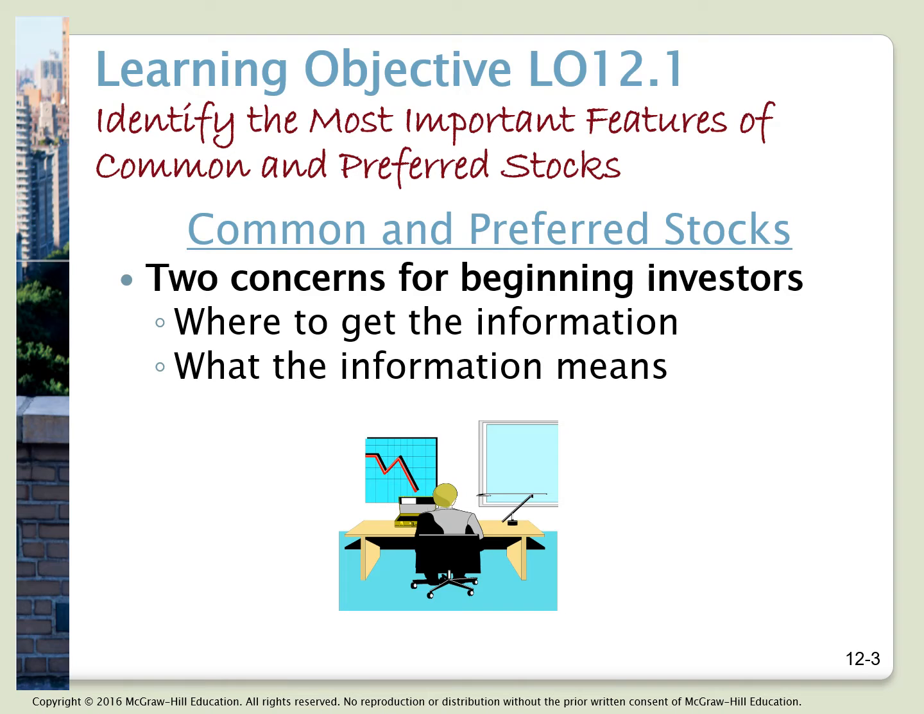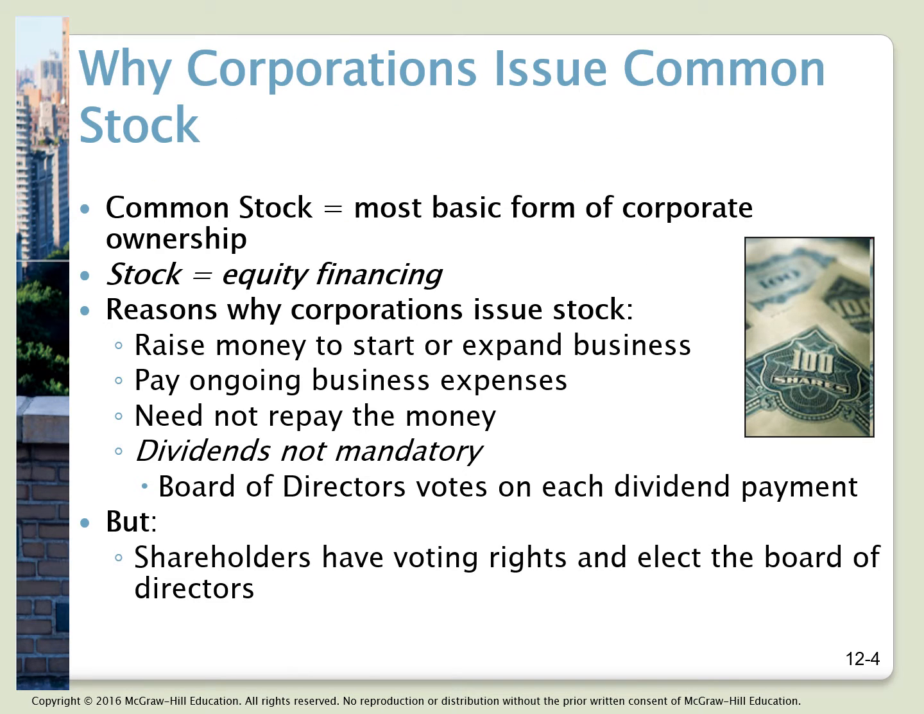Identify the most important features of common and preferred stock. Common and preferred stock, two concerns for beginning investors: where to get the information, and what does the information mean? Common stock is the most basic form of corporate ownership. Equity stock is equal to equity financing. The reason corporations issue stock is to raise money in order to start or expand their business and pay ongoing business expenses. When they issue stock, they're selling shares of the company. So it's going to be diminishing the value of the current shareholders, but money is being paid to offset that, to buy into this.